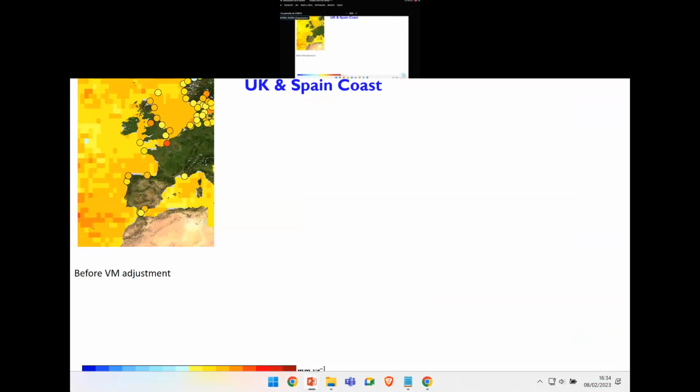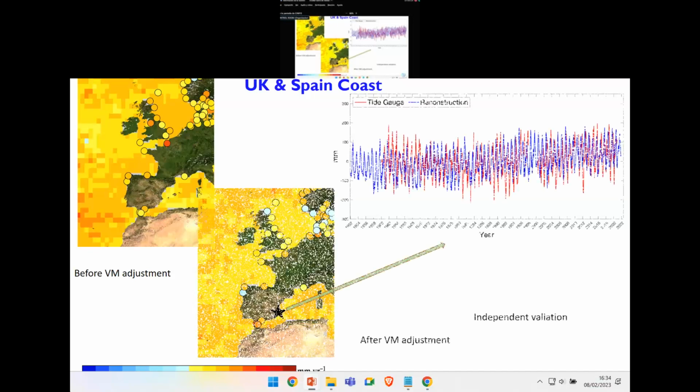So I think this is the final case. This is the United Kingdom and Spain coast. Before adjustment, you could see that there are some stations that are not consistent, some tide gauge trends are not consistent with the sea level reconstruction. After the iteration, you could see that it is much more consistent.